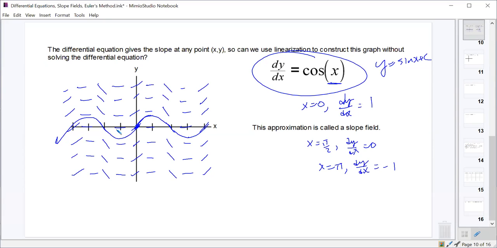We understand why the slope field works, how to construct it, especially for a nice simple one with just x values. We didn't have to worry, all the values of x equals 0 gave us a slope of 1, right? Because the y values don't affect the derivative. Everybody good there? Any questions on that?